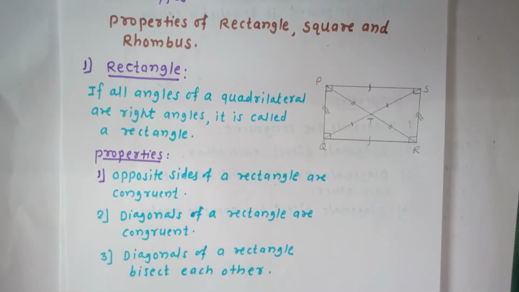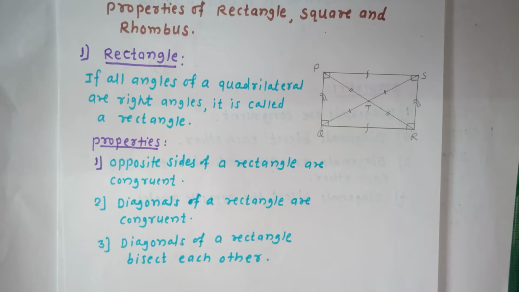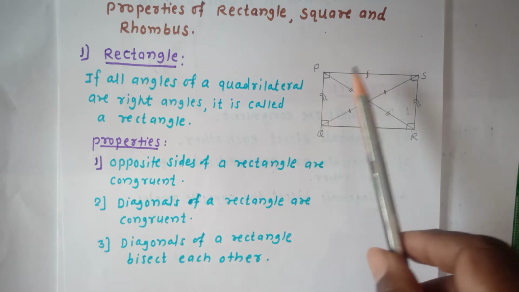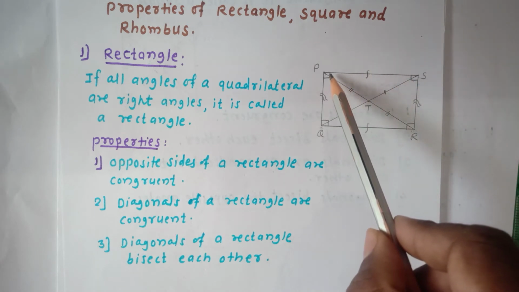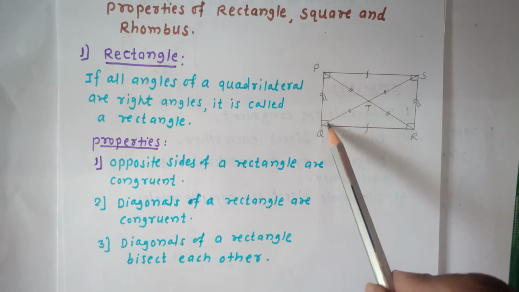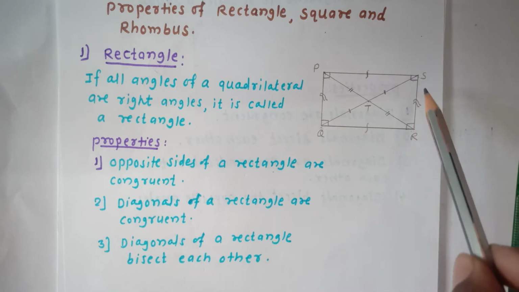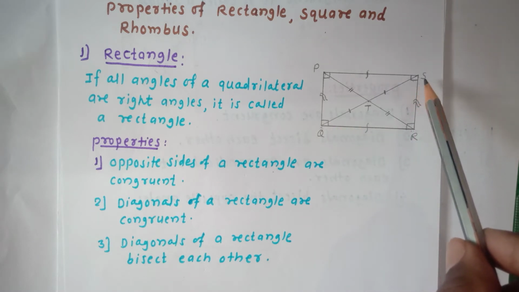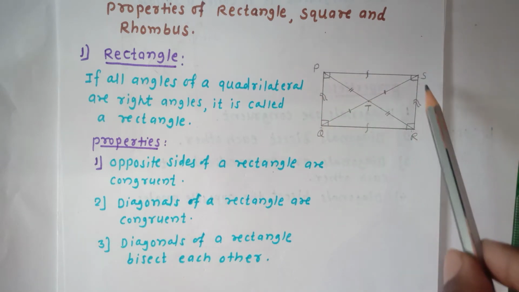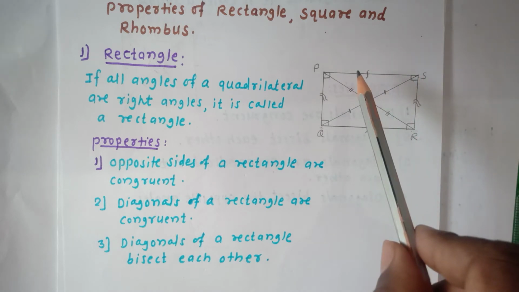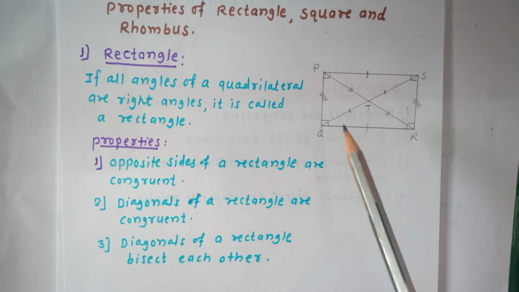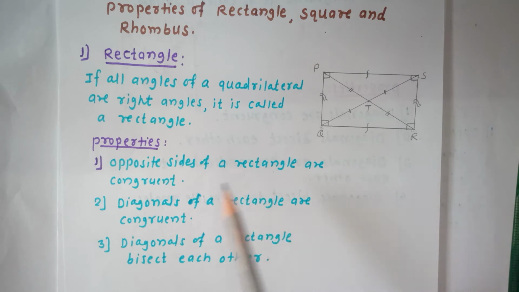Now number one is a rectangle. If all angles of quadrilateral are right angles, then it is called rectangle. Here one rectangle PQRS is given, in which angle P is equal to angle Q is equal to angle R is equal to angle S is equal to 90 degree. So all angles of this quadrilateral are right angles. Therefore this is rectangle. Now properties of rectangle.